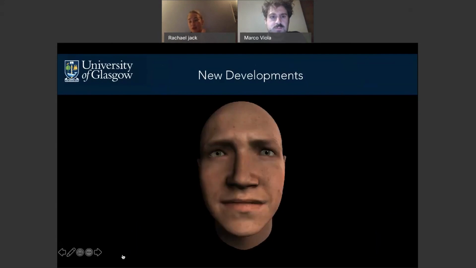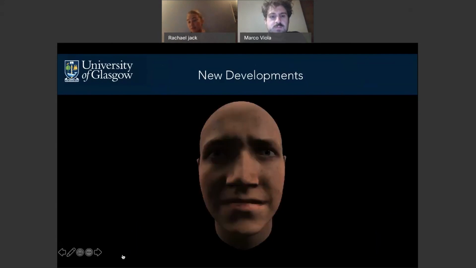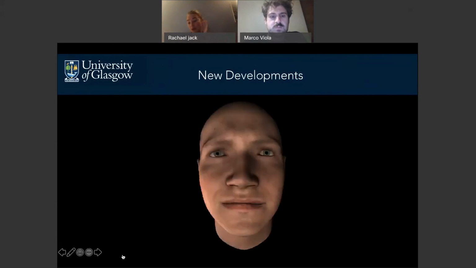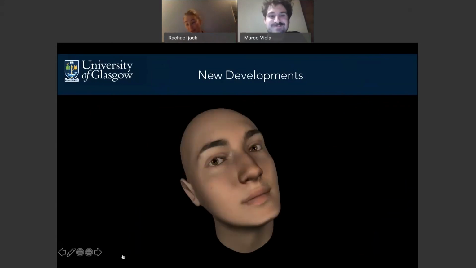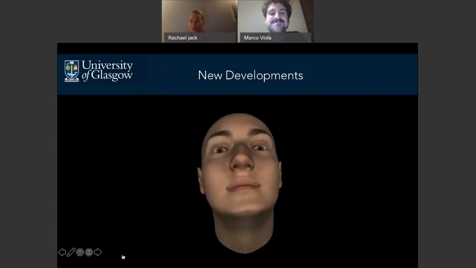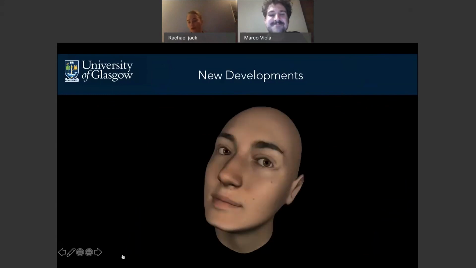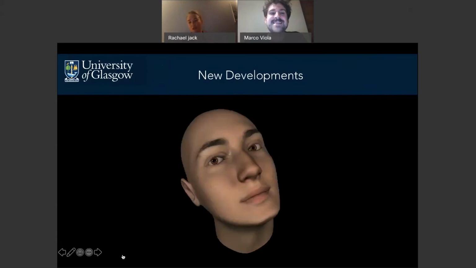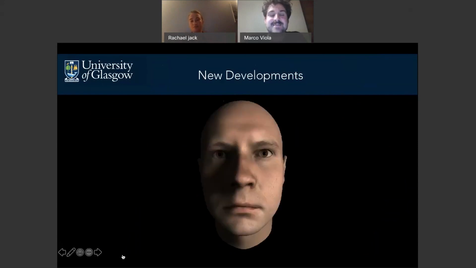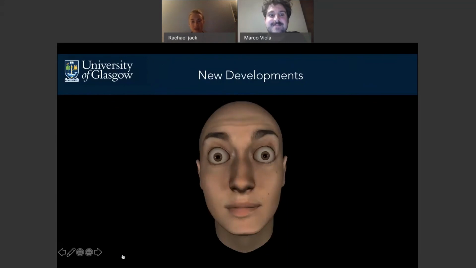We also have a wide range of lighting models to look at how lighting might affect perception. We also have head movements, nodding, shaking the head, all very important for social communication, and all rather different across cultures, as most of us probably know. I'll just skip this bit and go into this.